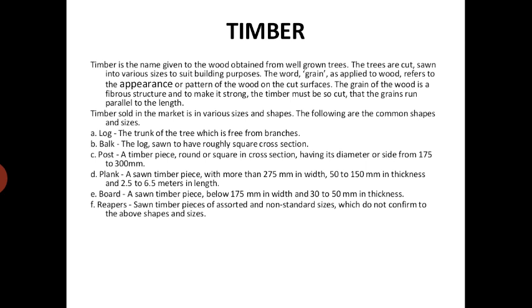A sawn timber piece with more than 275 mm in width, 50 to 150 mm in thickness, and 2.5 to 6.5 meters in length is called a plank. A sawn timber piece below 175 mm in width and 30 to 50 mm in thickness is called a board. Sawn timber pieces of assorted and non-standard sizes which do not conform to the above shapes and sizes are called reapers.